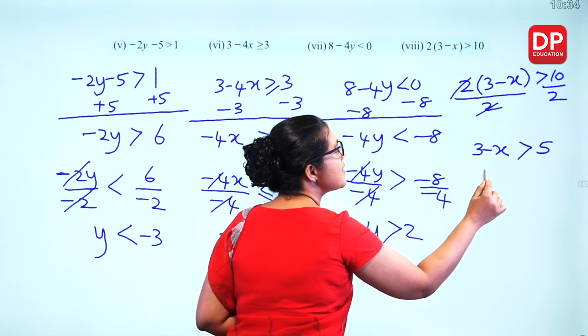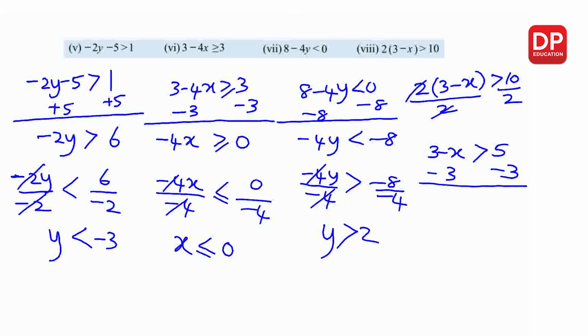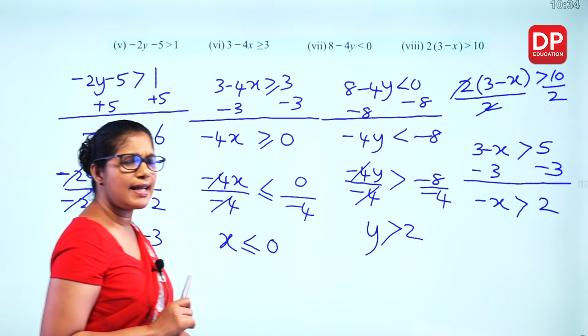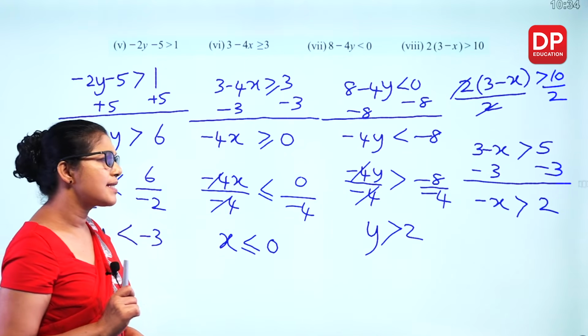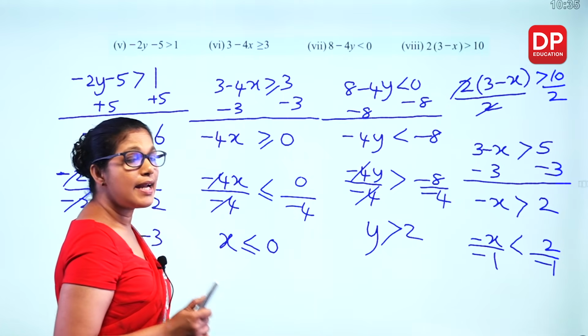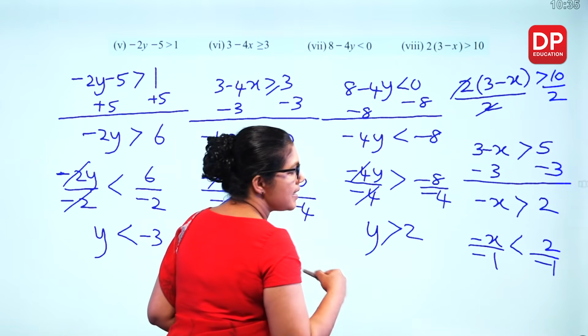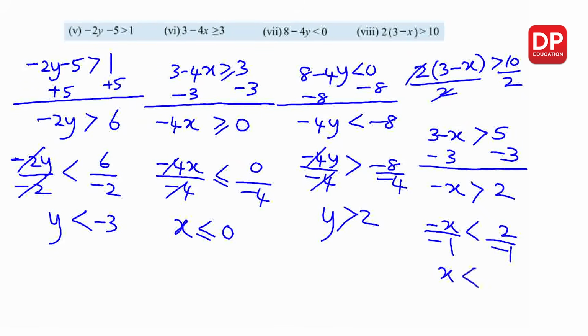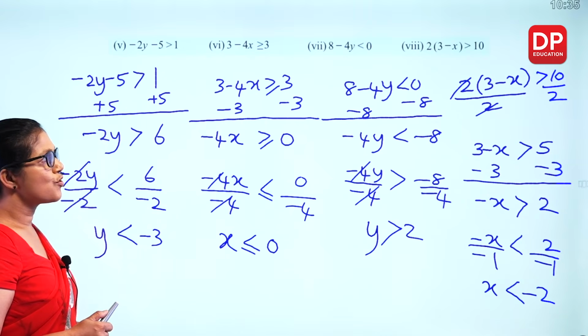So how can I get rid of this 3? I can subtract 3 from both sides. You get minus x is greater than 5 minus 3, which becomes 2. Now how can I get x, not minus x? I can divide this by minus 1. So what happens to the sign? The sign changes because I divided by a negative number. So here minus minus gets cancelled out and you get x is less than 2 divided by minus 1. You get minus 2. So what's the answer? X less than minus 2.